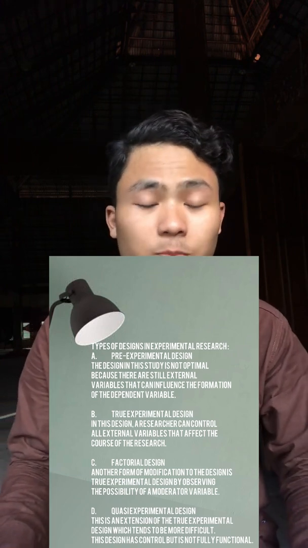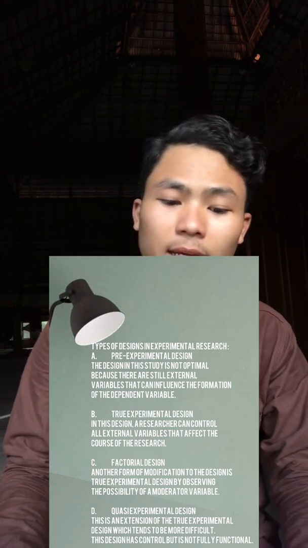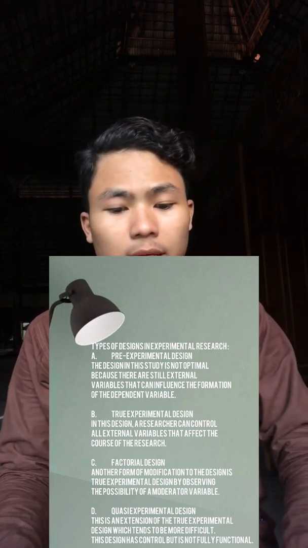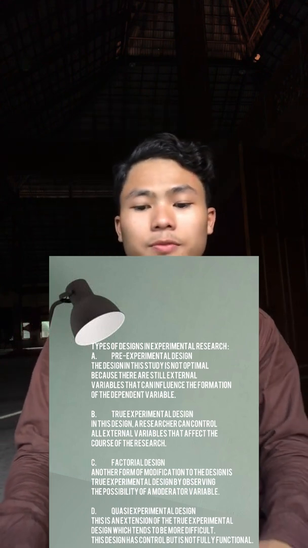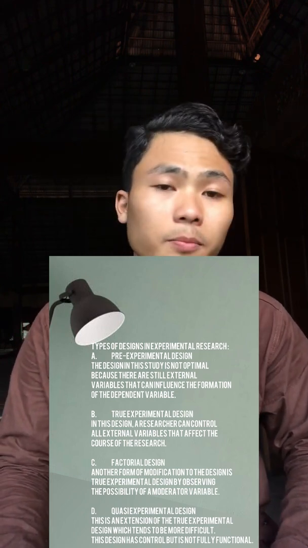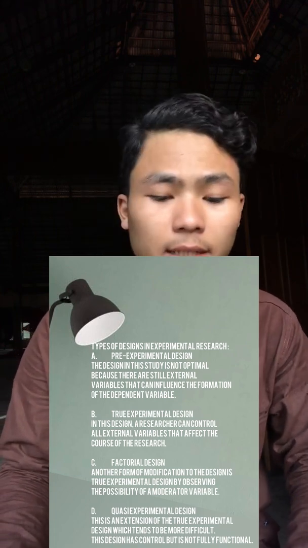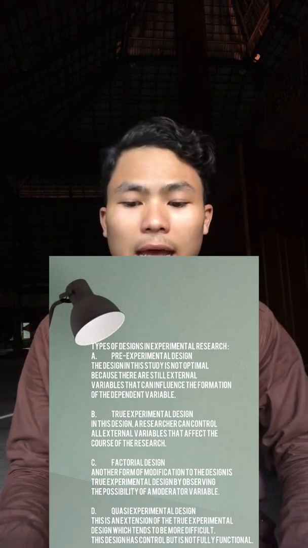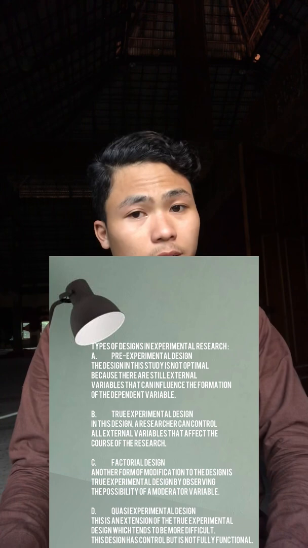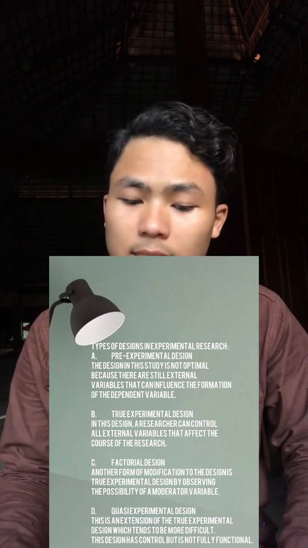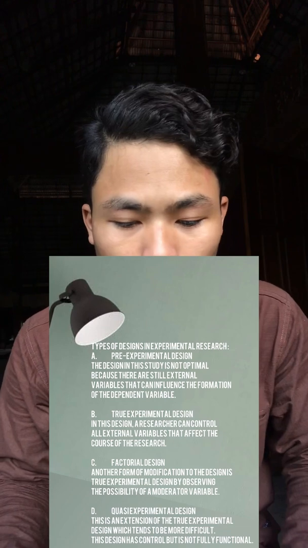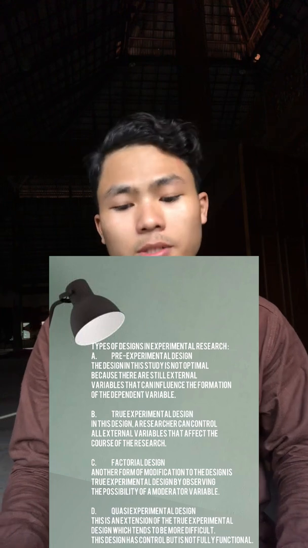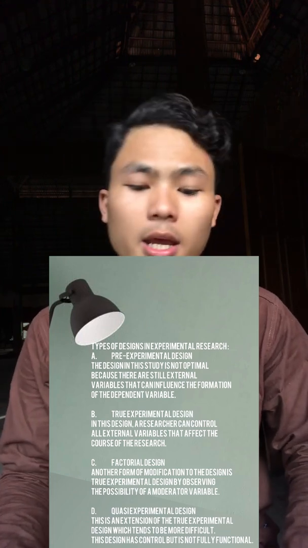Okay, types of design in experimental research. First is pre-experimental design. The design in this study is not optimal because there are still external variables that can influence the formation of the dependent variable. B. True experimental design. In this design, a researcher can control all external variables that affect the course of the research. C. Factorial design. Another form of modification to the design is through experimental design by observing the possibility of a moderator variable. And D.